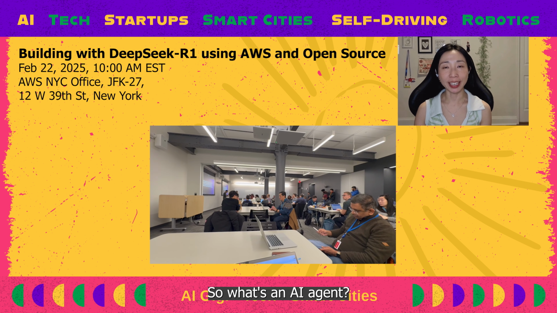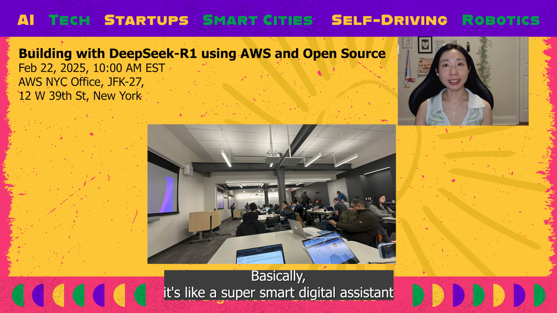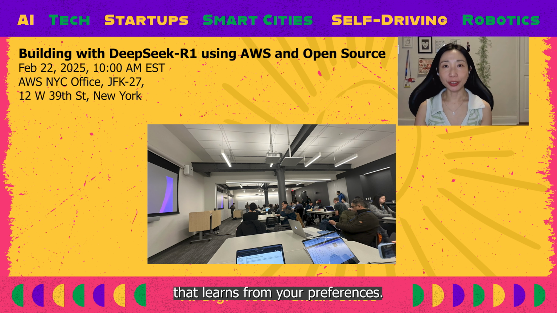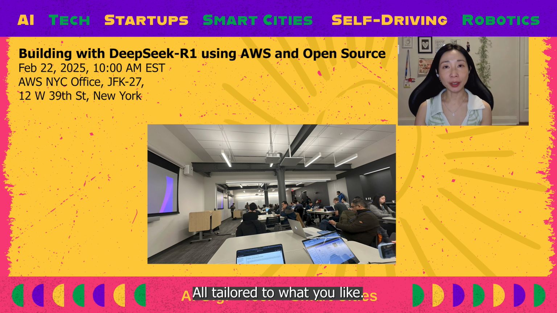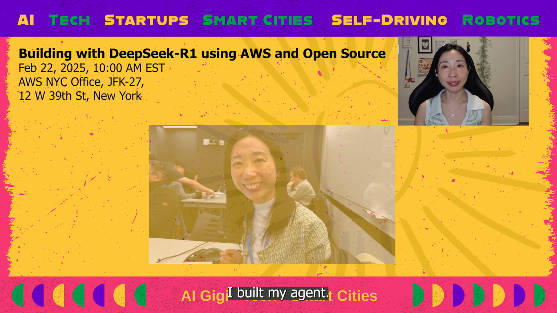So, what's an AI agent? Basically, it's like a super smart digital assistant that learns from your preferences. Imagine having a helper that can schedule a dinner reservation or book your next flight, all tailored to what you like. I built my AI agent.